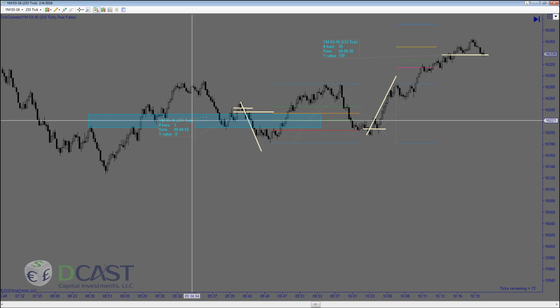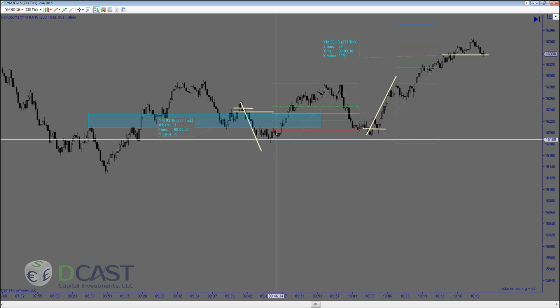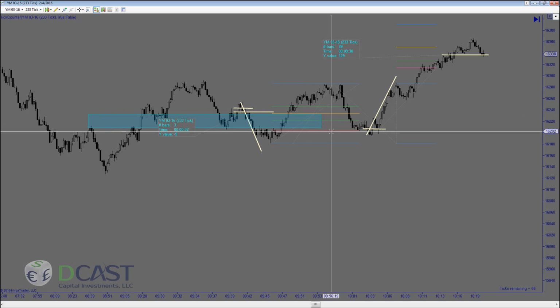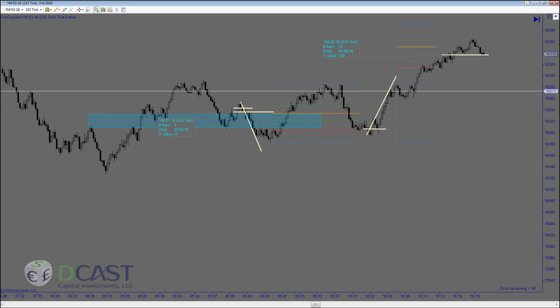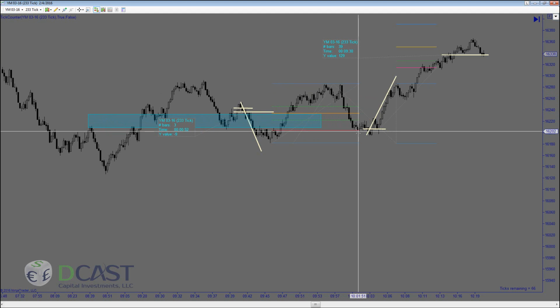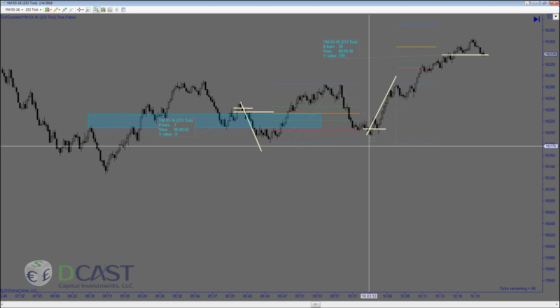Price spoke to us here. Failed, made a new structure low, made a new structure high. Price extended past the area that we would expect a deep correction. Now we get a little bit of a complex correction here. Price increased strength to the downside. It wasn't particularly happy, but the risk was very small.